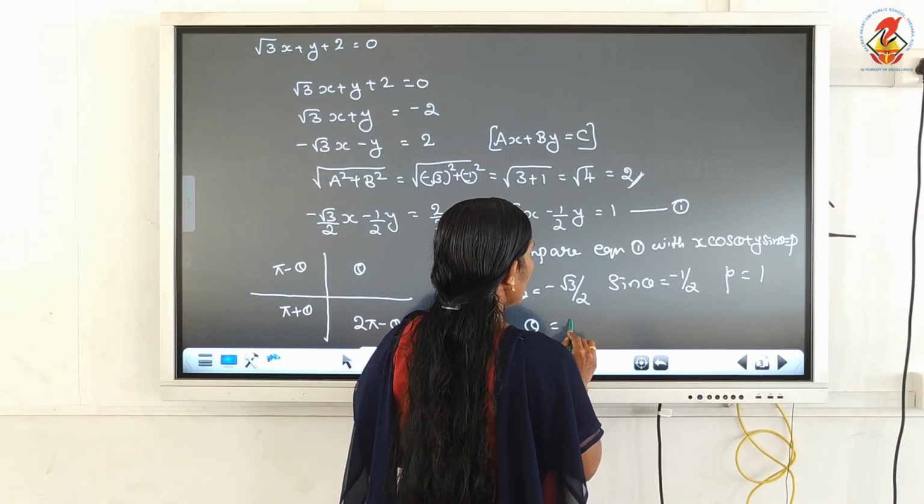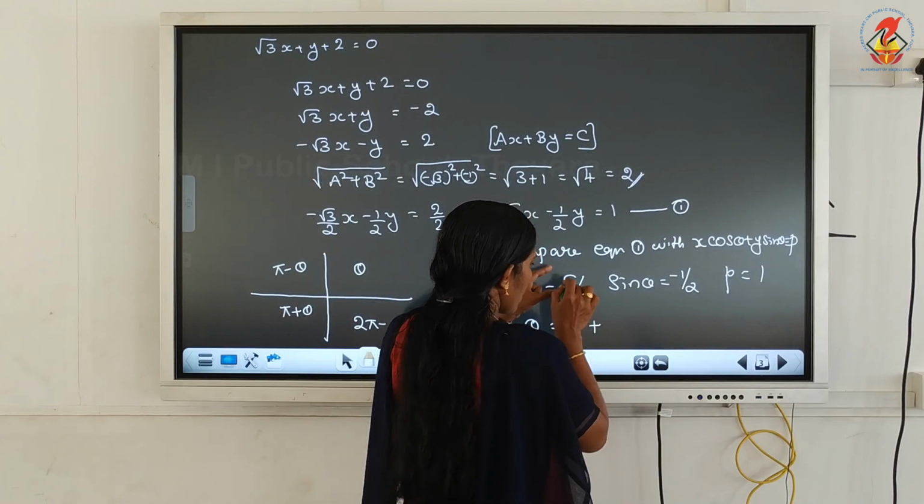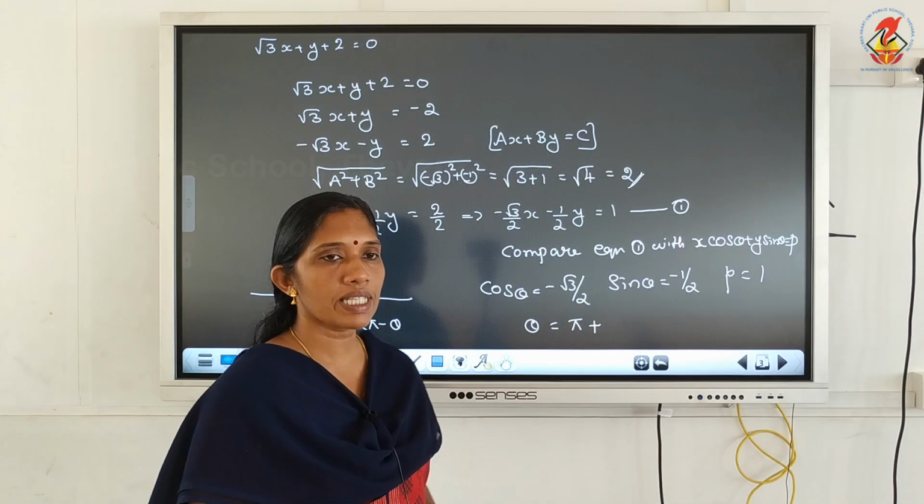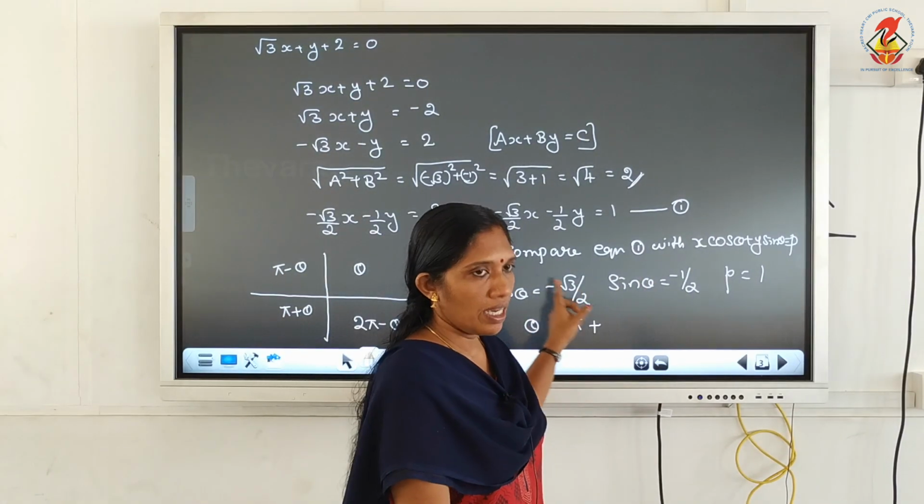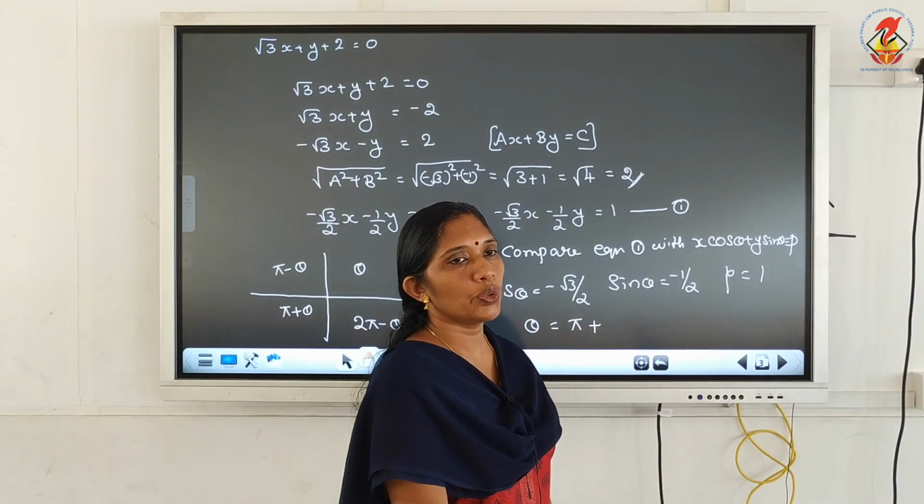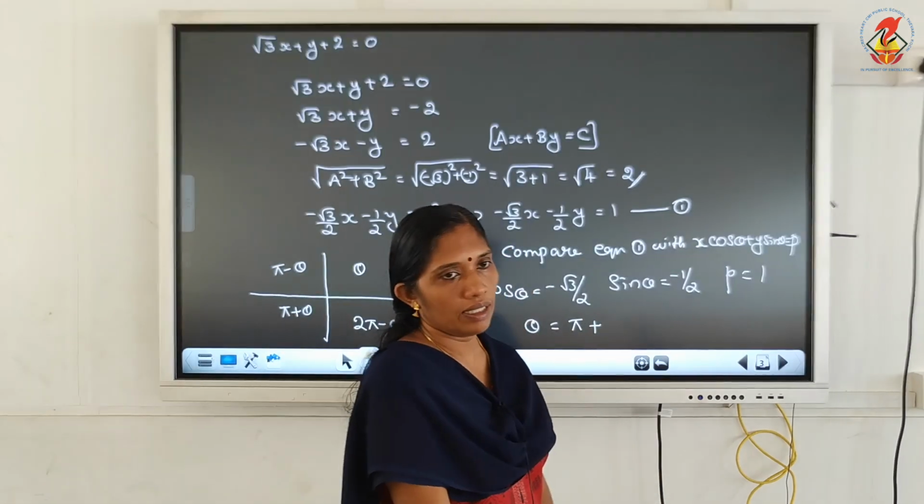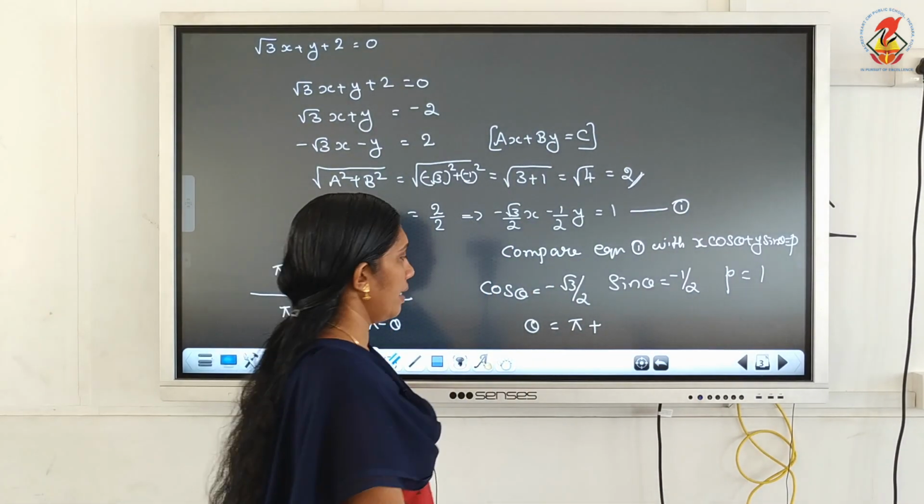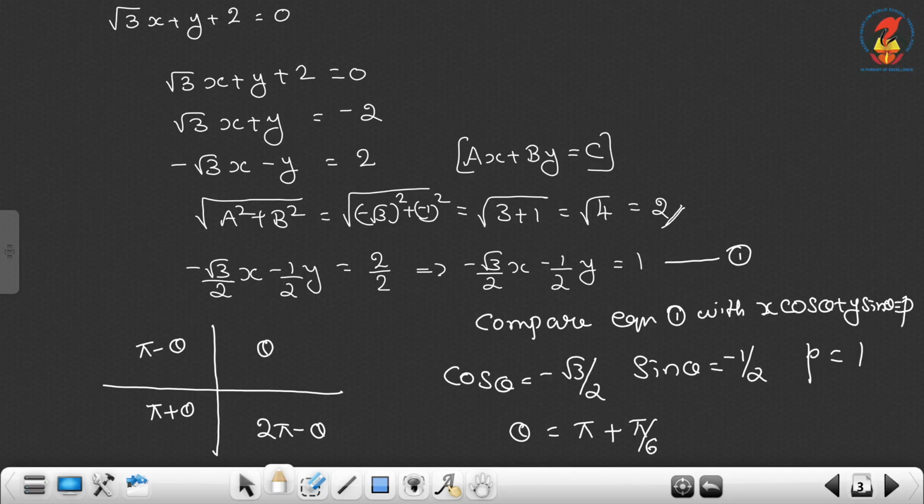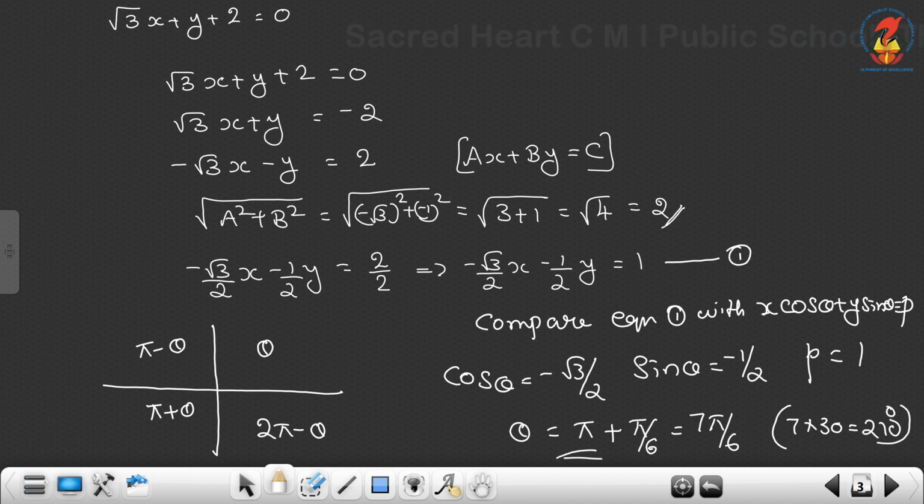What is the theta value? Theta value means root 3 by 2. Cos value is, neglect the negative sign. Cos theta is root 3 by 2 at which angle? Sin theta is 1 by 2 at which angle? That is pi by 6, 30 degree. So pi plus pi by 6, or that is 6 pi plus pi, 7 pi by 6. Or you can write as 7 into 30, that is 210 degree. That is theta and p is equal to 1.